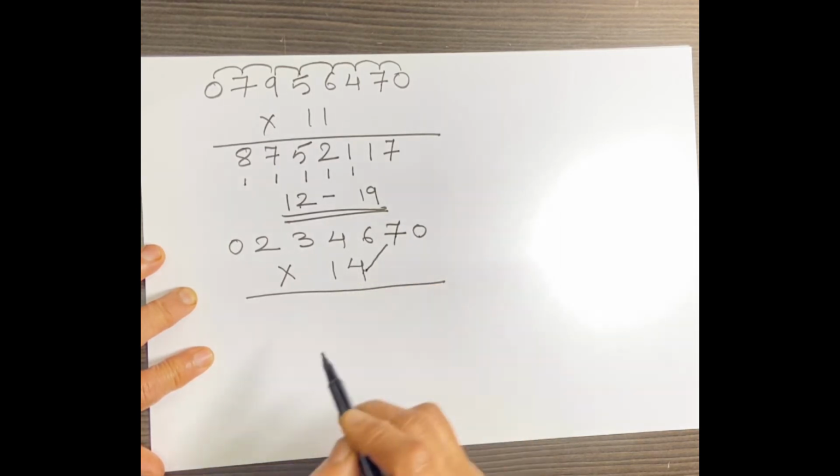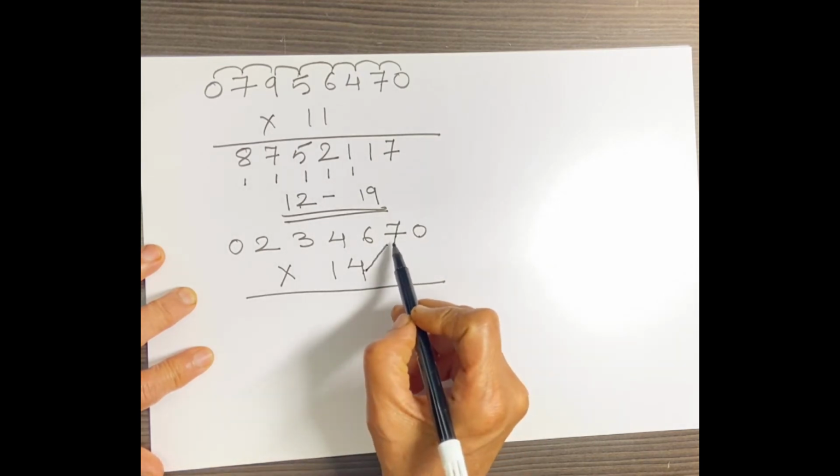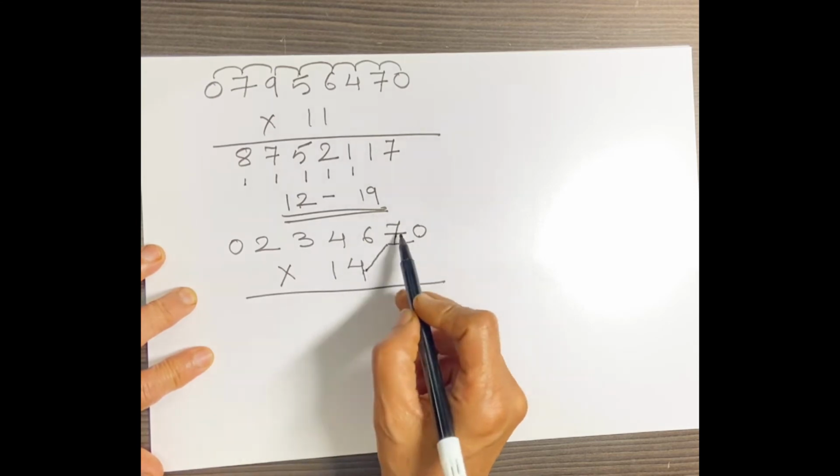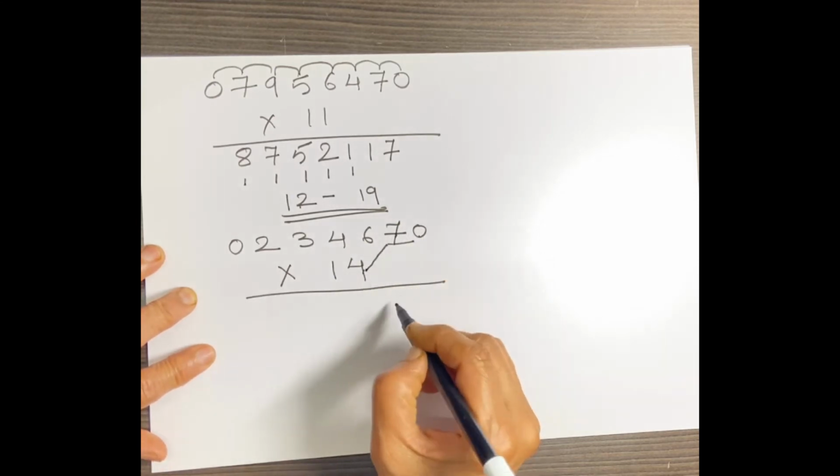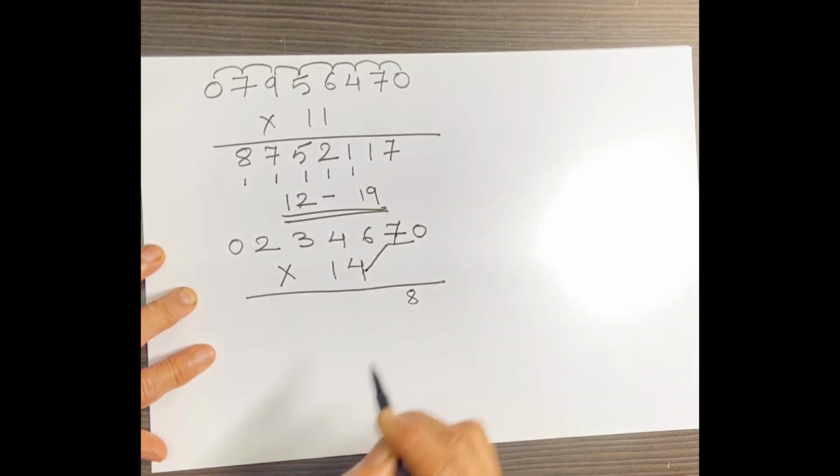4 into 7, 28. Go back and add the number. 4 sevens are 28. 28 plus 0 is 28. So, I will follow only the units place and 2 will be carry over.